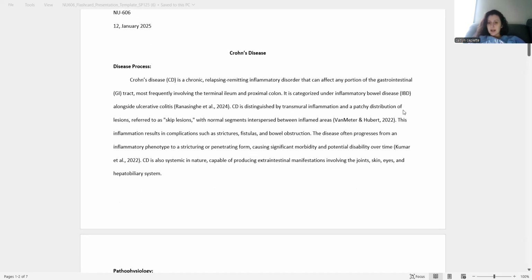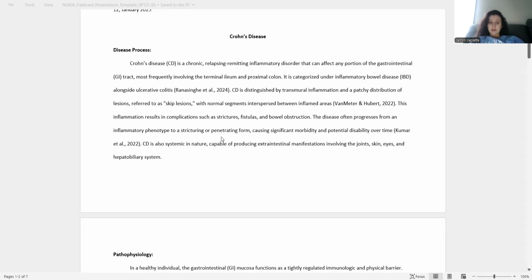It is characterized under the umbrella of inflammatory bowel disease alongside ulcerative colitis, but it is distinguished by transmural inflammation and a patchy distribution of lesions that are often referred to as skip lesions, with normal segments interspersed between inflamed areas. The inflammation can result in complications such as strictures, fistulas, and bowel obstruction.